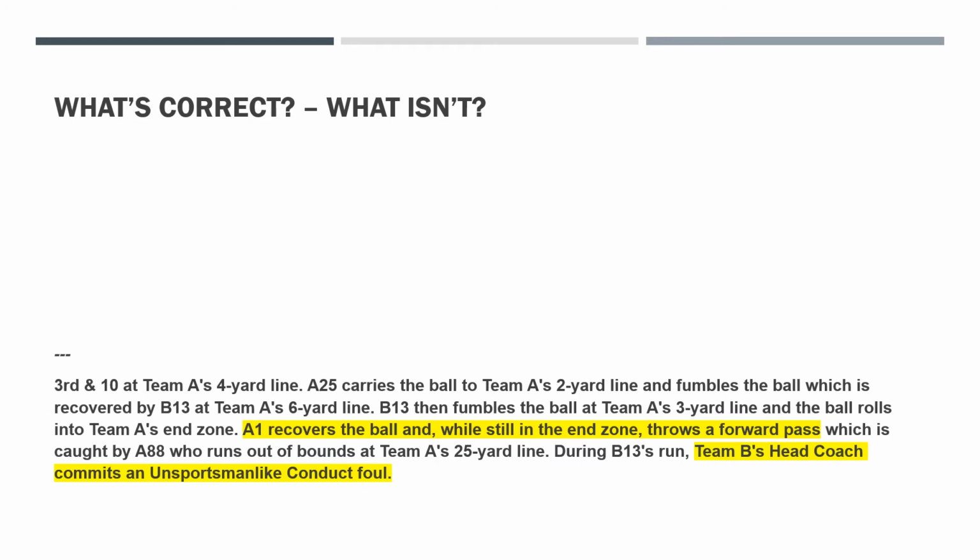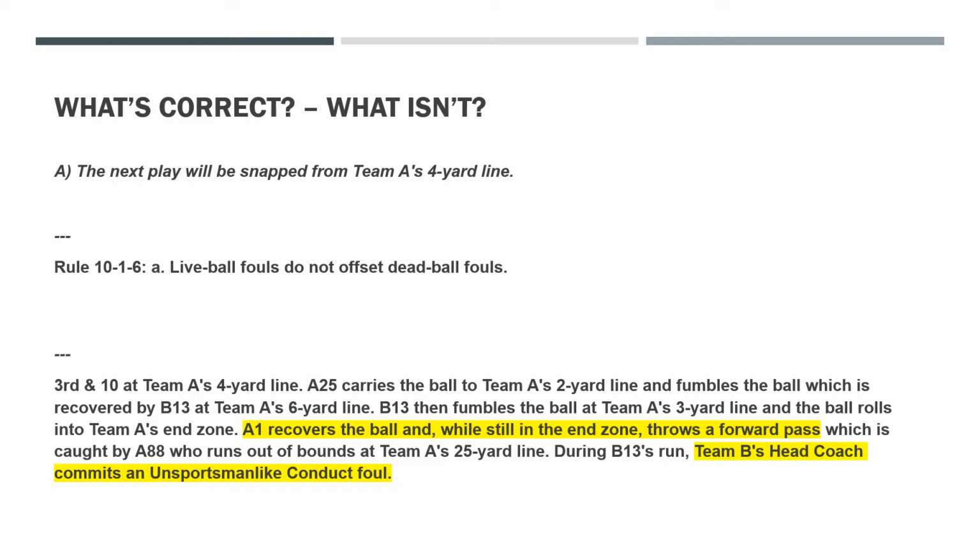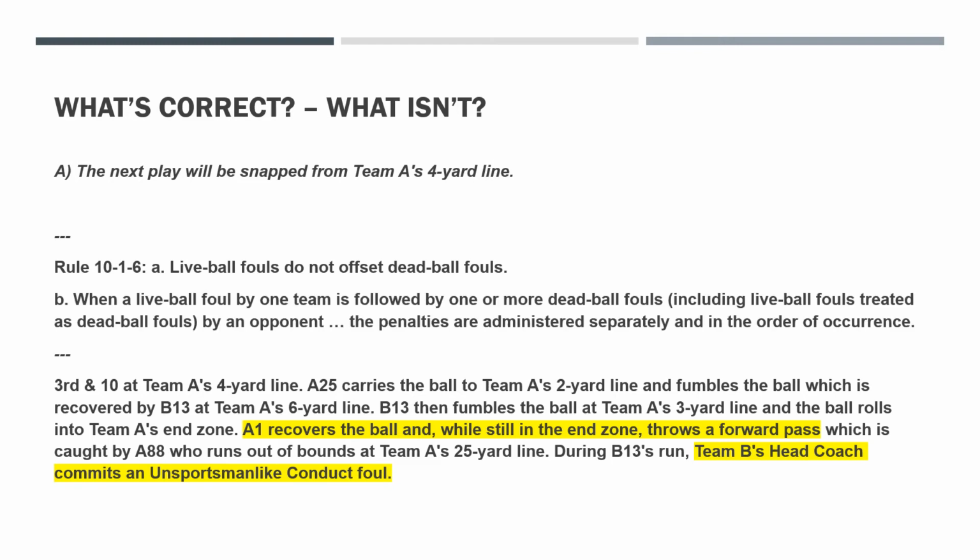Now let's take a look at statement A, which states that the next play will be snapped from Team A's 4-yard line, which is also the previous spot. And we know from Rule 10.1.6 that live ball fouls never offset dead ball fouls, and the unsportsmanlike conduct penalty by Team B's head coach is a live ball foul that is treated as a dead ball foul, and we can see this from the penalty statement that states that we must give signal 7. Rule 10.1.6b also tells us that when a live ball foul by one team is followed by one or more dead ball fouls, including live ball fouls treated as dead ball fouls by an opponent, the penalties are administered separately and in order of occurrence. Therefore, we cannot go back to the previous spot and replay the down for offsetting penalties, and we must look for another truth.